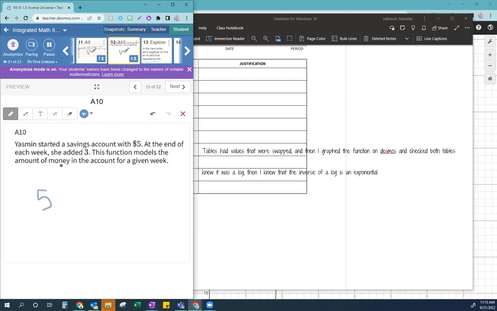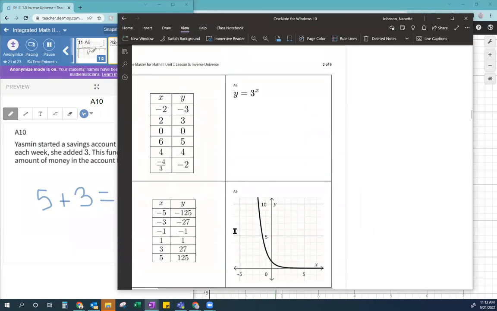At the end of the week, she added 3. So then she had 8. At the end of the week, she had 8. Okay. So you want me to find the inverse of this? Yes. Okay. So I'm going to go through my little B cards here.